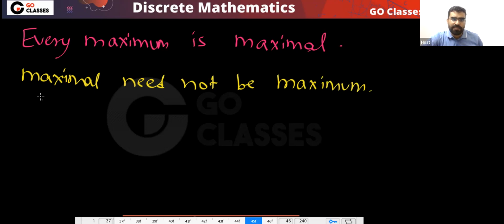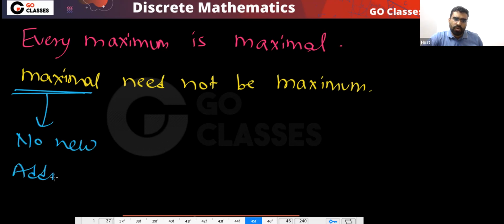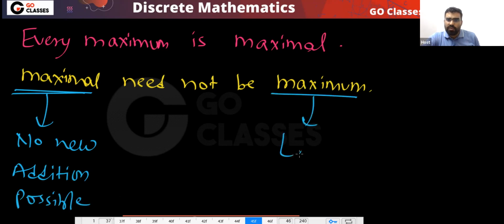Basically, the idea is very simple. Maximal means nothing new, no new addition possible. This is the idea of maximal. And this is the idea of largest, maximum. So the concept is clear.